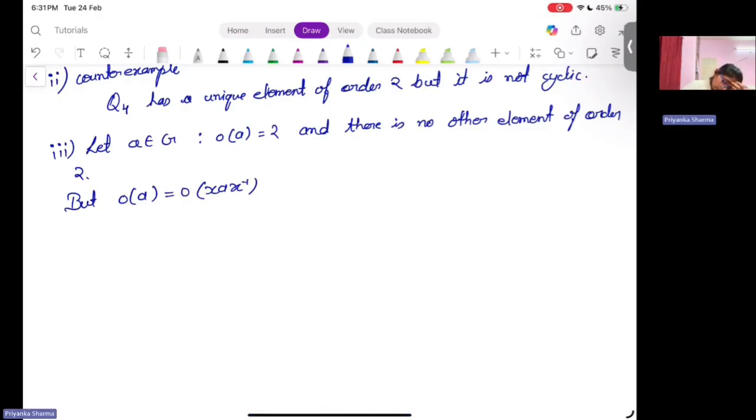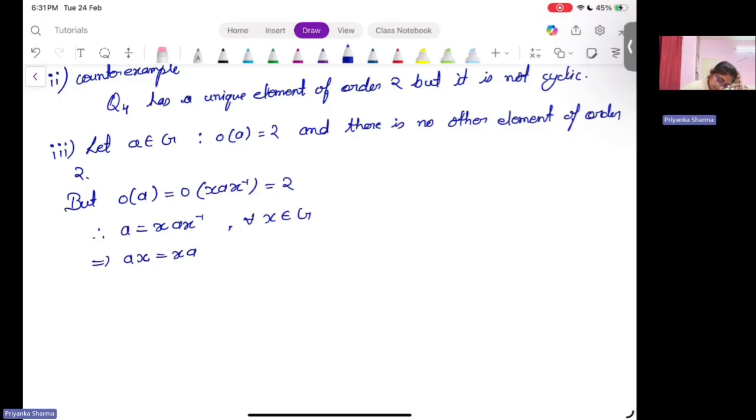It means the order of XAX inverse is 2, and there is a unique such element. So these two elements must be the same. That is, A is XAX inverse for any X belongs to G. This will give us XA is AX. Okay, we can multiply by X from the right, and then use associativity and identity.